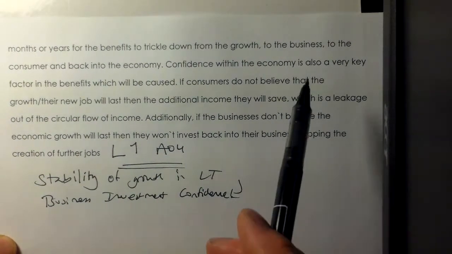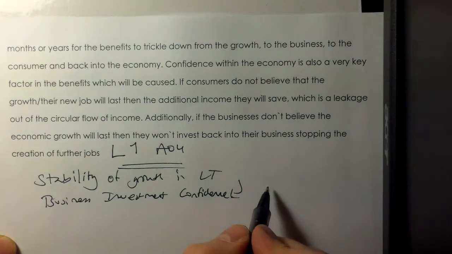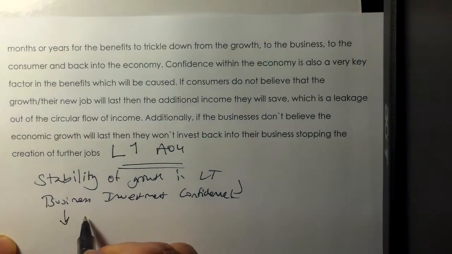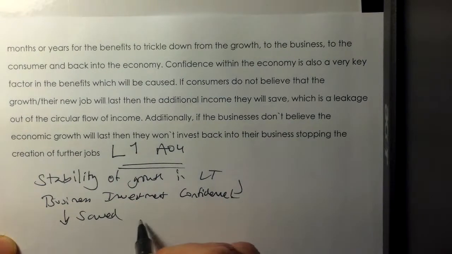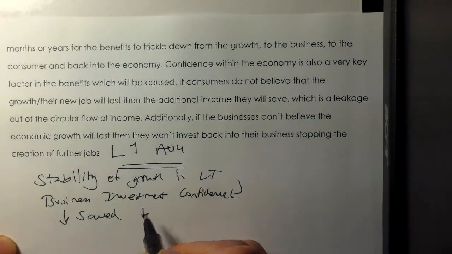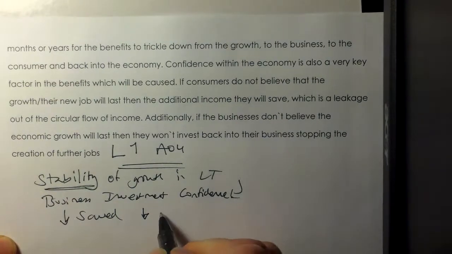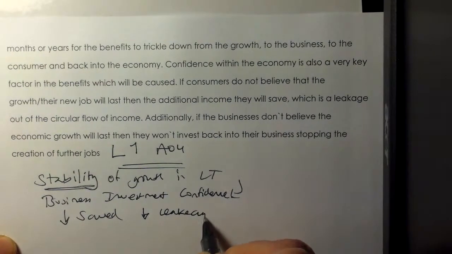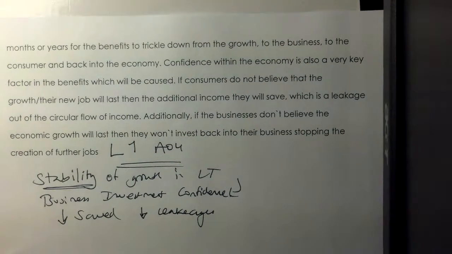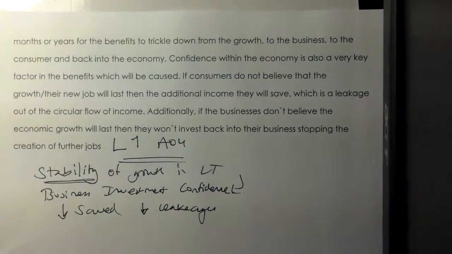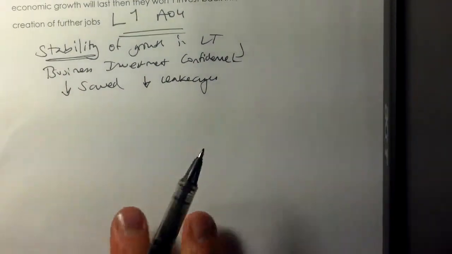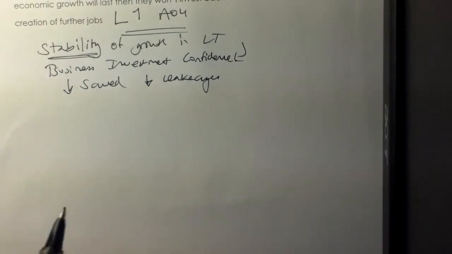It's a good link back to saying that it would reduce leakages because less money would be saved, but the link with the confidence would be better linked to stability, and then that would increase the size of multipliers. And I think that's a better argument to make to gain those marks. The essay is a little bit unbalanced in terms of the negatives.